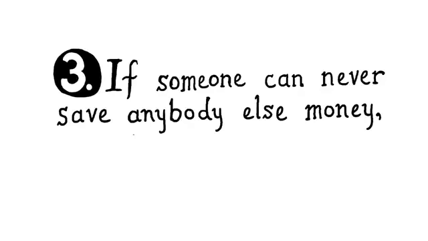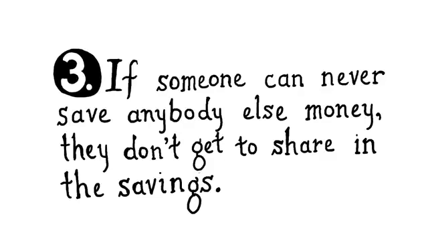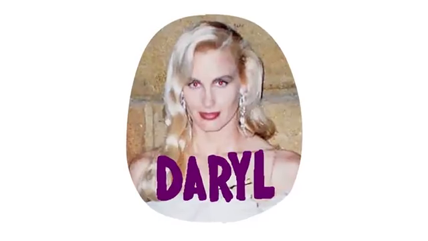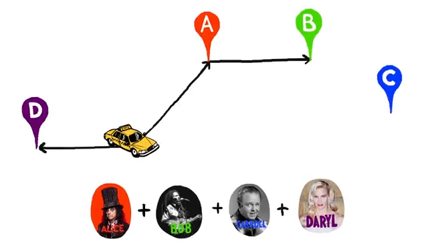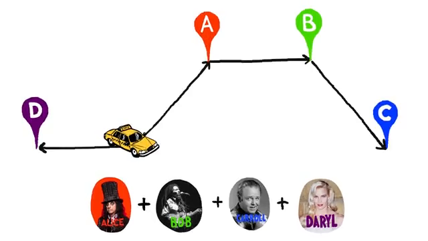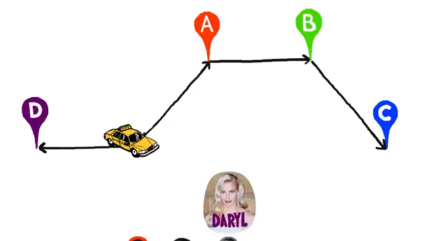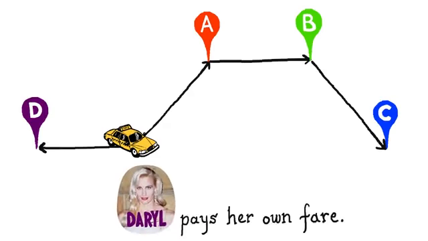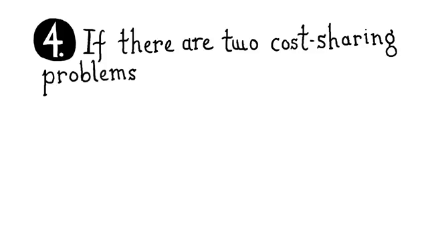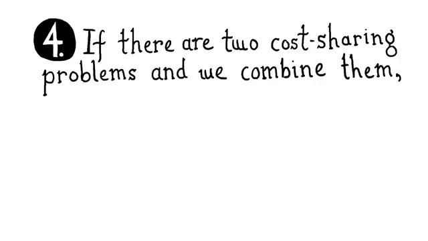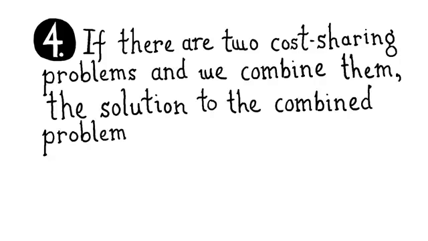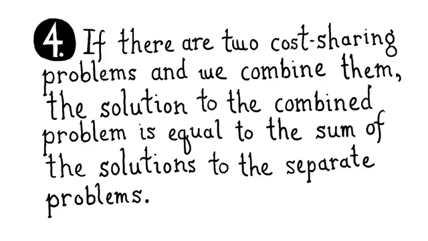3. If someone can never save anybody else money, then that player doesn't get to share in any of the savings. In other words, say Darryl lives in the opposite direction from Alice, Bob, and Carol. There's no money to be saved by including Darryl in the taxi ride. In that case, Darryl pays her own fare. 4. If there are 2 cost-sharing problems and we combine them, the solution to the combined problem is equal to the sum of the solutions to the separate problems.